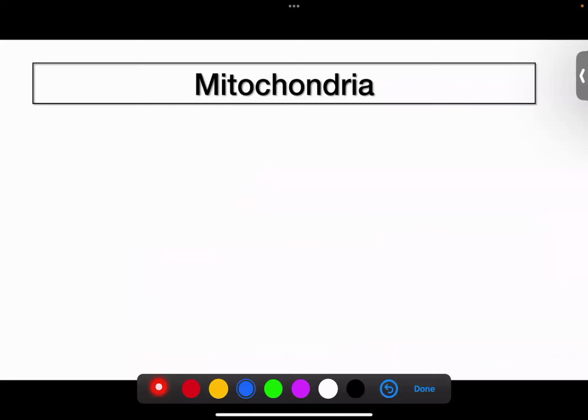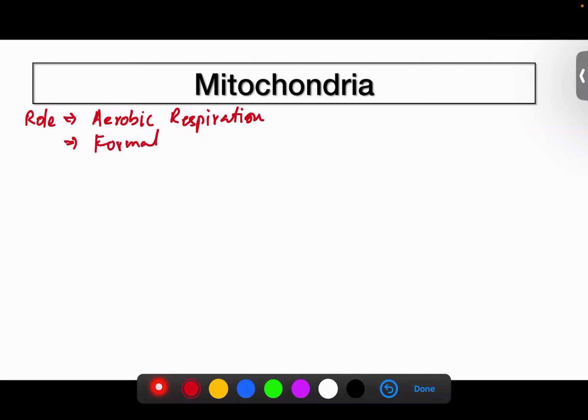Let's see then mitochondria. Mitochondria are found in both plant and animal cells. They are found in all eukaryotic cells, and they are also known as powerhouse of a cell. They are involved in formation of an ATP during aerobic respiration. So mitochondria have a role in aerobic respiration in formation of ATP, which is provided for various activities of a cell.